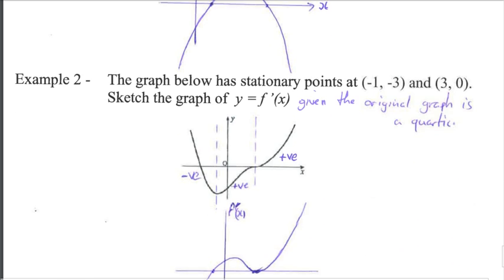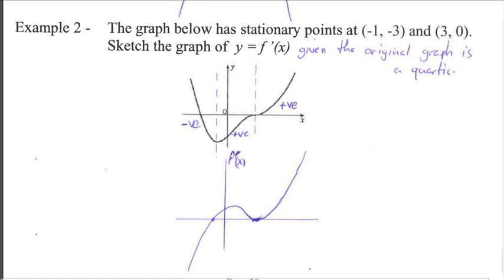Right, let's look at one more example. The graph below has stationary points at (-1, -3) and (3, 0). Sketch the graph of y equals f dashed of x, given the original graph is a quartic, which is power 4. So if I differentiate a quartic, I will get a cubic. So mark on the stationary points, and they need to be represented by roots.